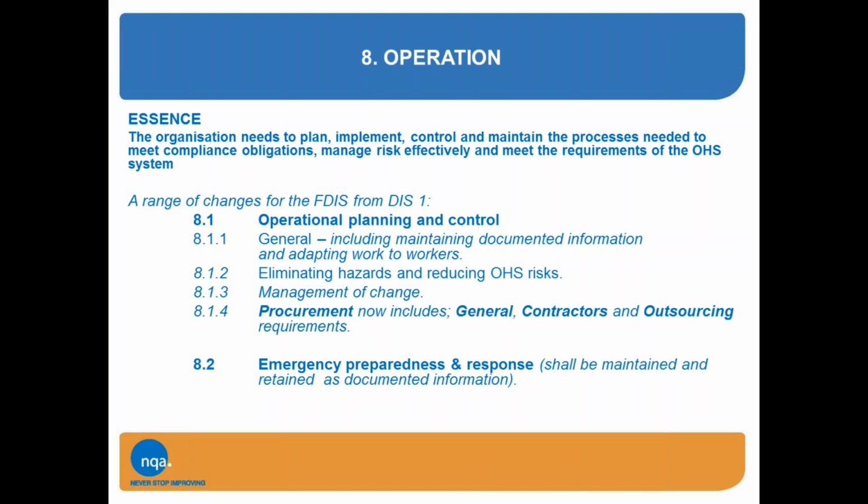Procurement now includes general procurement requirements, looking at competence. And it also relates to contractors and outsourcing requirements, because that's the normal sequence of events, shall we say, when we look at procurement. So the procurement process needs to capture competence of contractors and outsourcing requirements. It needs to consider what you're outsourcing, what you're asking a contractor to do. Is it clearly understood who's going to be responsible for what, how that's going to come together as a working practice. So that's all within section 8.1.